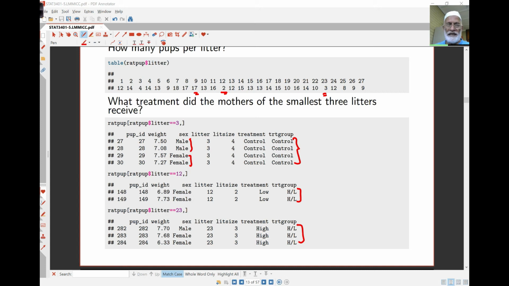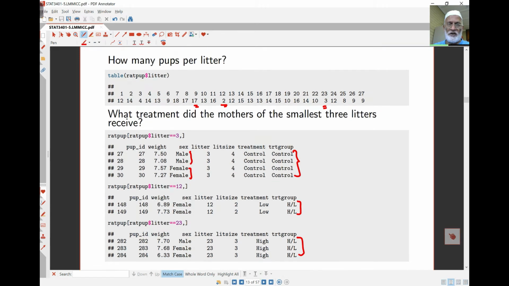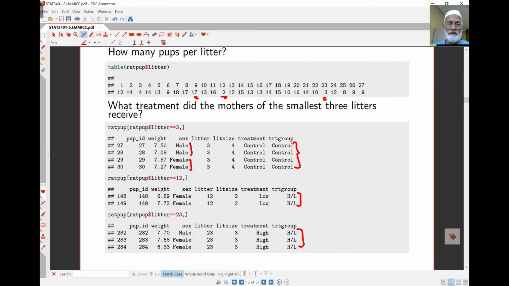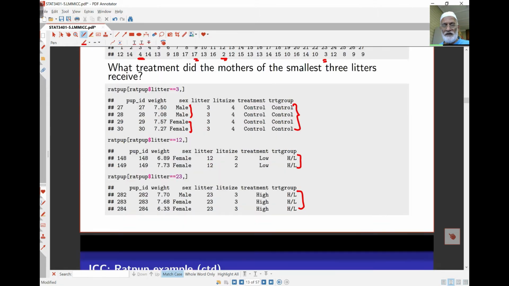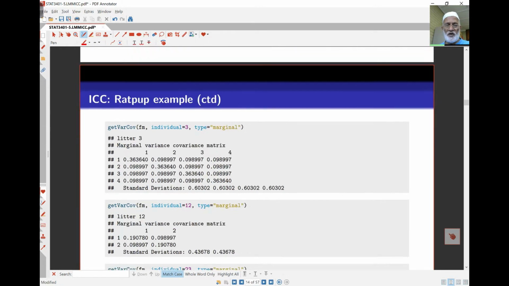So going back to this slide here, where we have the structure of the litters. We have litter number 3, 4 pups only, and litter number 3 actually has the control treatment structure. Litter number 12 has 2 pups, and they have the high-low, and similarly litter 23 has 3 pups high-low. So let's see how the variance covariance structure here works.